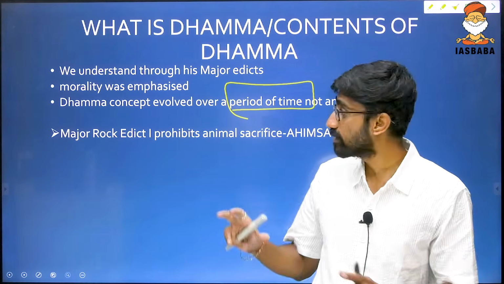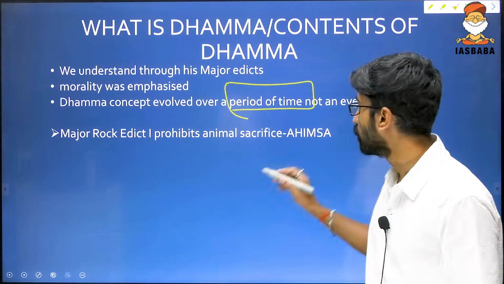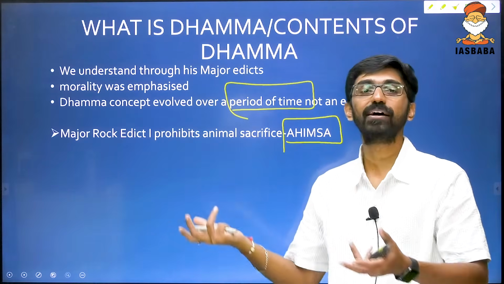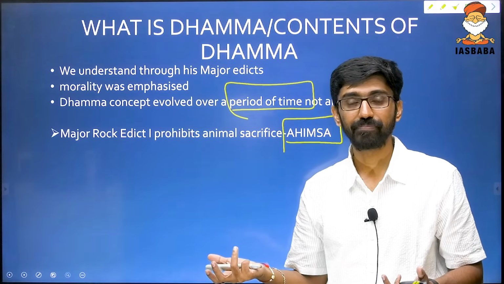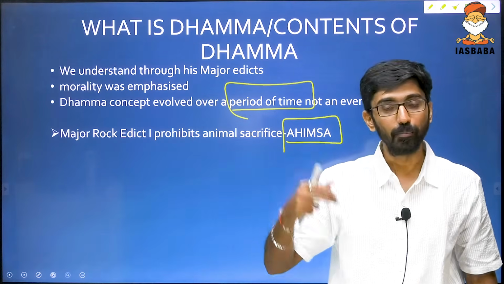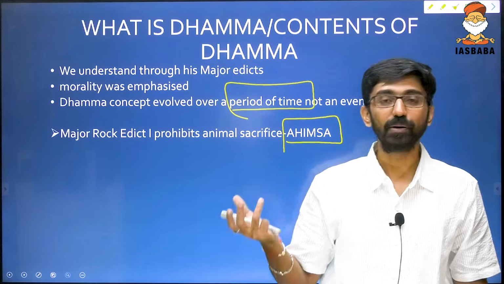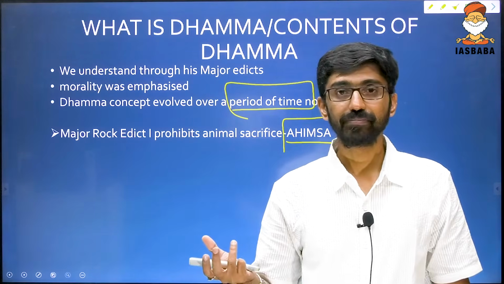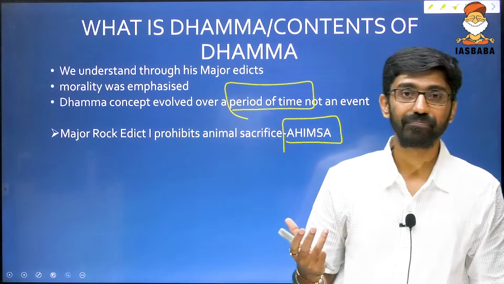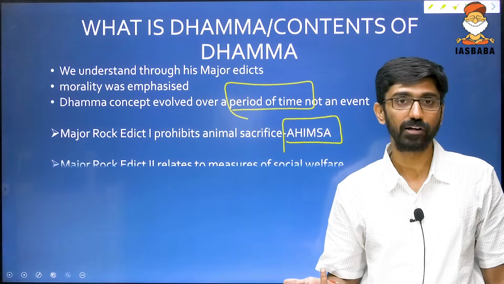Now look at that one. I told you morality was emphasized. Major rock edict 1 says ahimsa, simple. The same ahimsa espoused by Mahatma Gandhi during the freedom movement, the same non-violence that was also espoused by Buddha and Mahavira. There are the Pancha Mahavratas in Jainism, and one of the concepts is ahimsa. Now Ashoka is also saying ahimsa, which prohibits animal sacrifice, because rituals and sacrifice were increasing at that point of time.